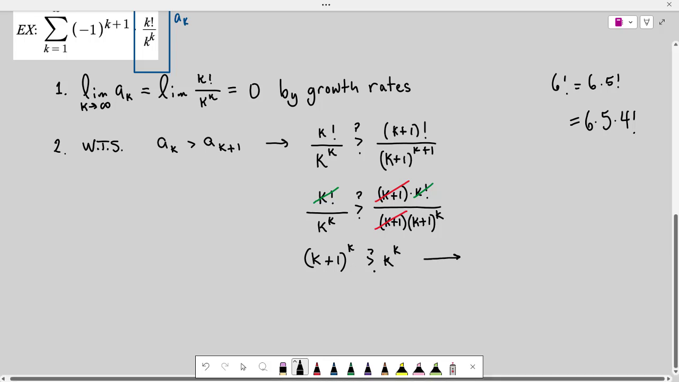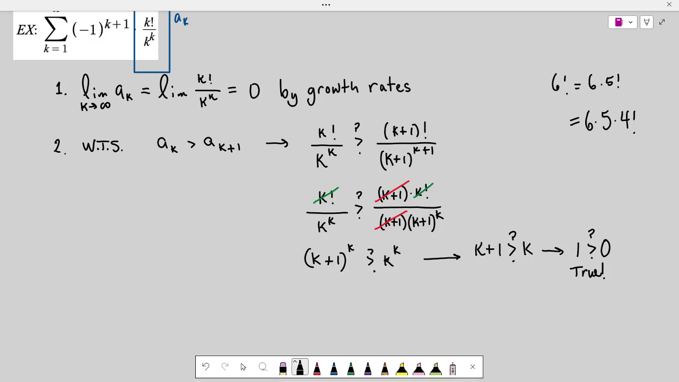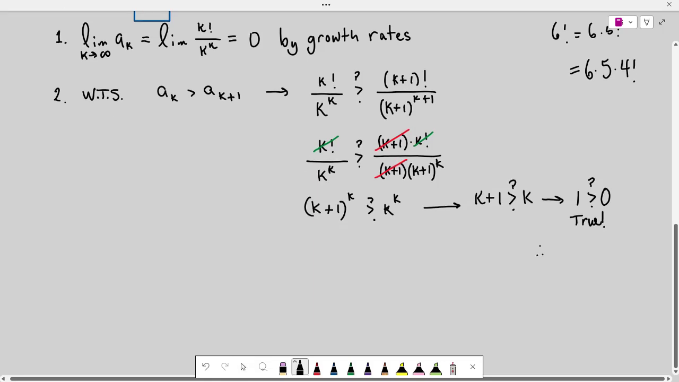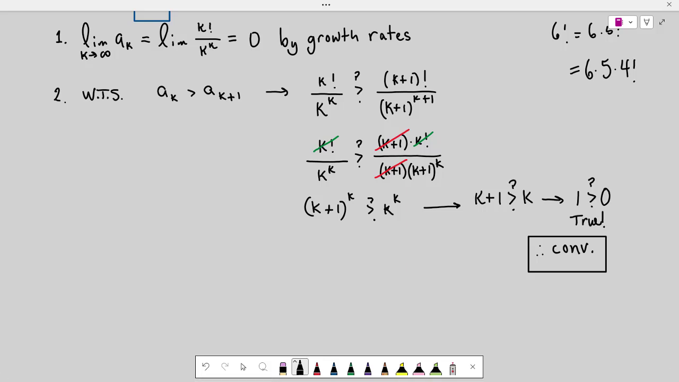And then we can take the kth root of both sides. And we can subtract k from both sides, and most of the time we can get down to an inequality with constants in it that we can solve by inspection. This is true. That's all the work for the alternating series test. Show that the limit is 0. Show that the sequence of terms is decreasing. Now we can make our conclusion. Therefore, we have convergence. So if those two things hold, if the limit is 0 and the sequence of terms is decreasing, the series must converge.